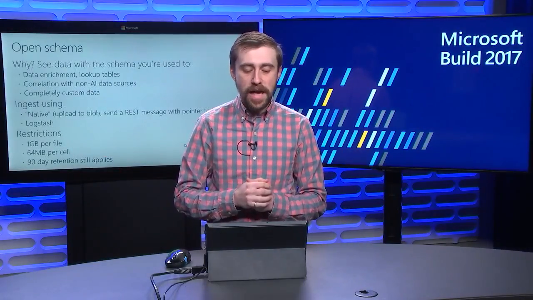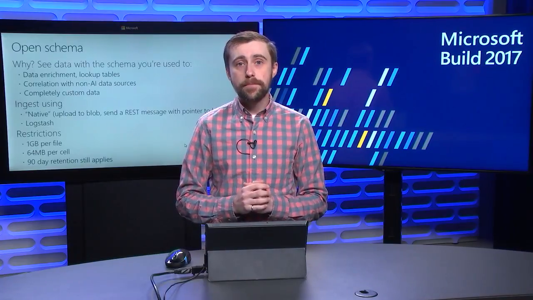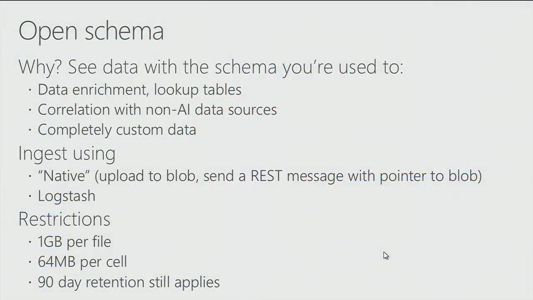You can do that. There's two ways to ingest data. One is what we call the native ingestion method, which allows you to essentially upload either a CSV or a TSV or a JSON file up into a blob storage, and then call a REST API saying, hey, there's this blob file here, ingest it for me. The other one is with a Logstash adapter. And there are some limitations. But let's switch back to the demo and see Open Schema in action.